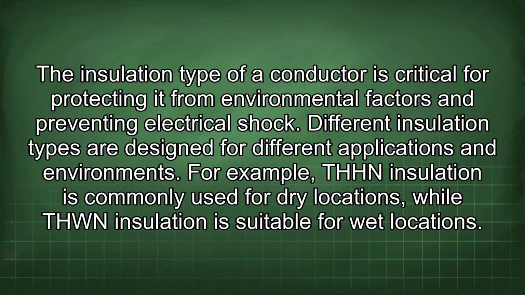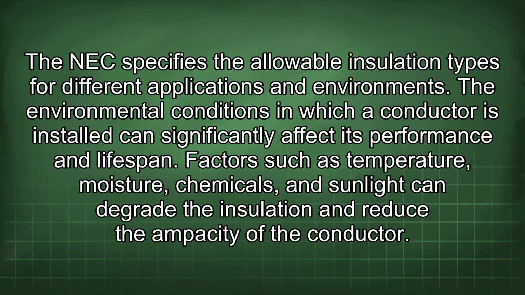The insulation type of a conductor is critical for protecting it from environmental factors and preventing electrical shock. Different insulation types are designed for different applications and environments. For example, THHN insulation is commonly used for dry locations, while THWN insulation is suitable for wet locations. The NEC specifies the allowable insulation types for different applications and environments.